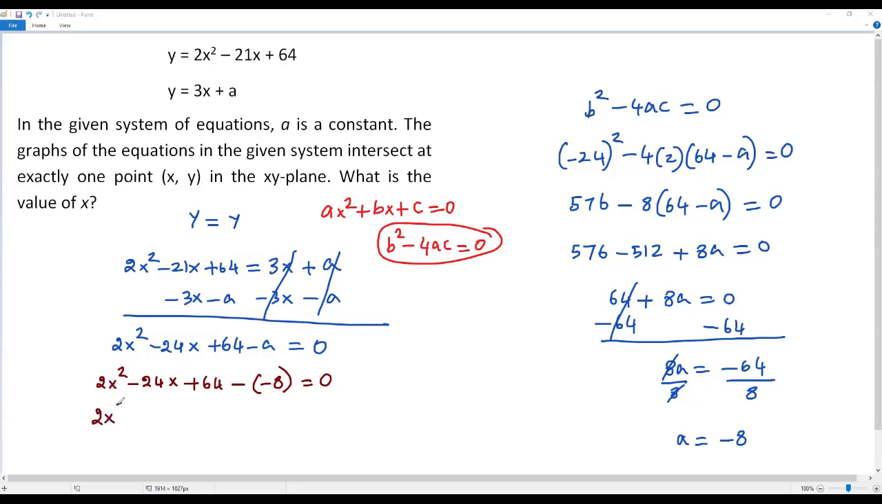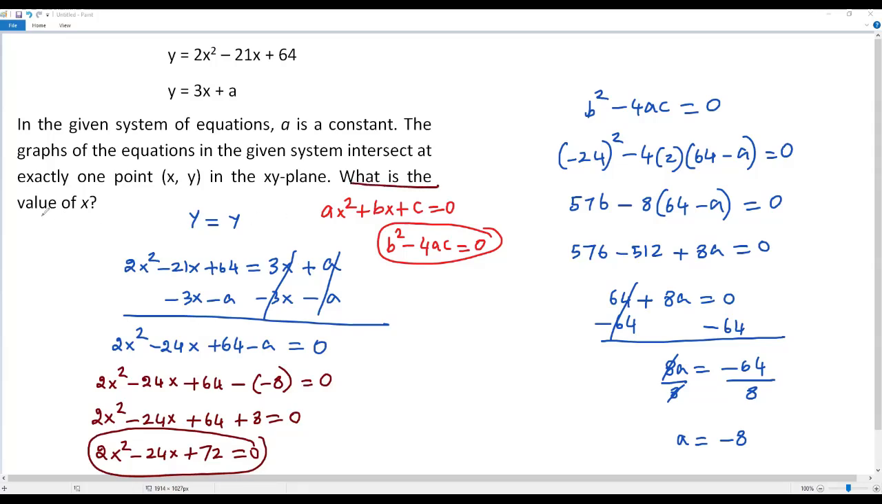So then I'm getting 2x squared, negative 24x, positive 64. Negative times negative becomes positive 8 equals to 0. Okay, so we get 2x squared and negative 24x. When I combine this 64 and 8, I'm getting a positive 72 equals to 0. Okay, now our work is to solve this quadratic equation for x, because according to the question, we have to find the value of x.